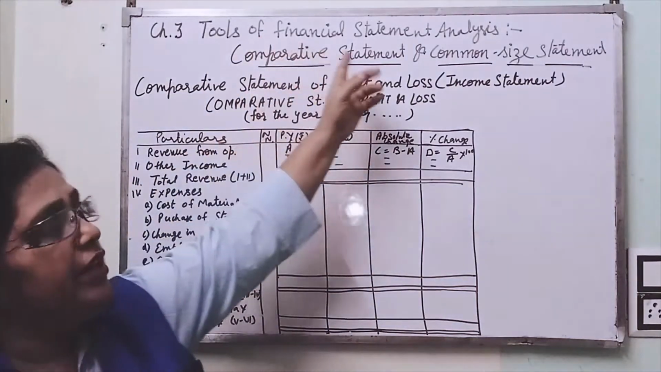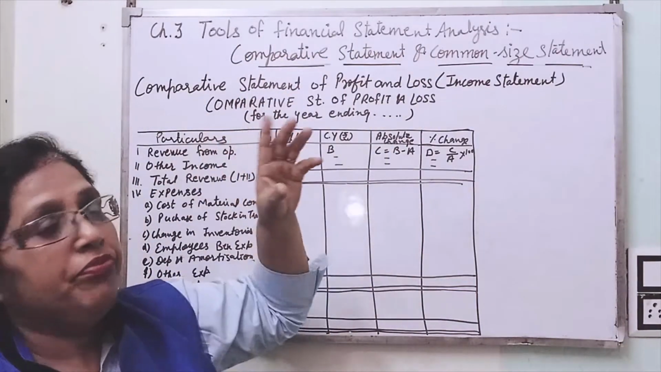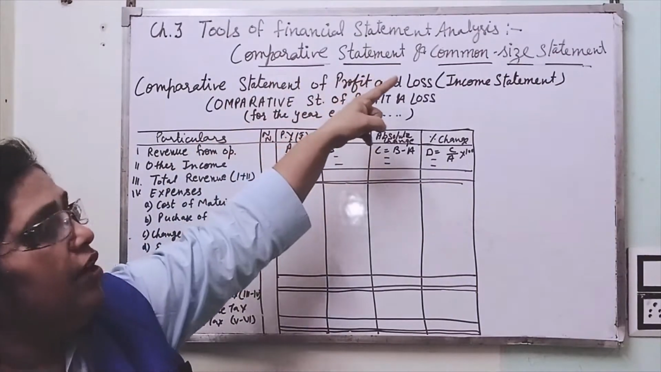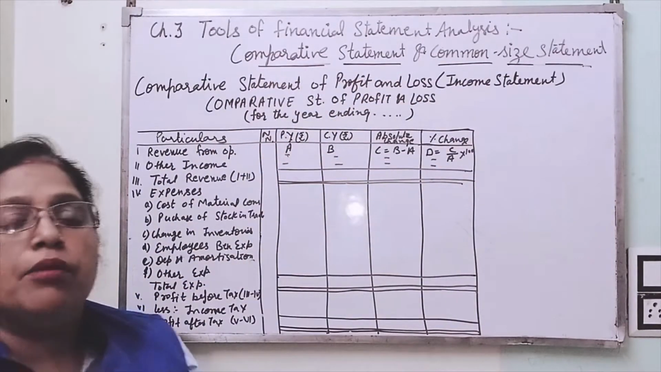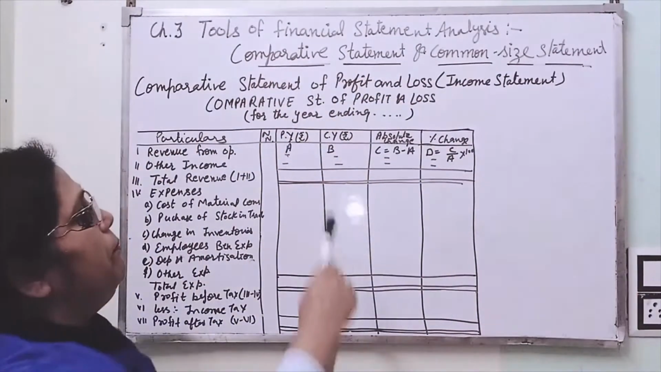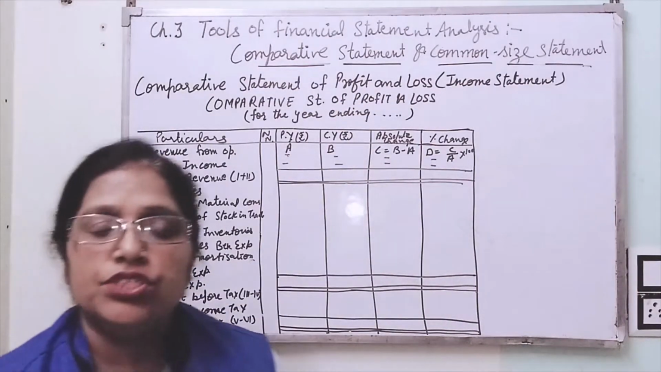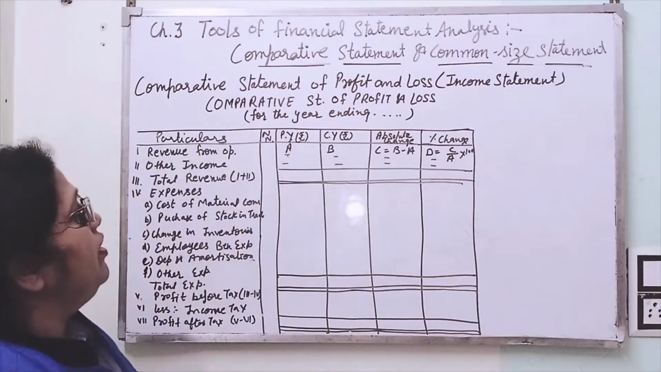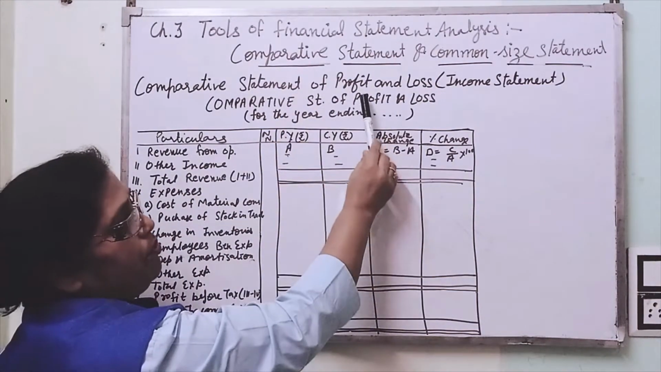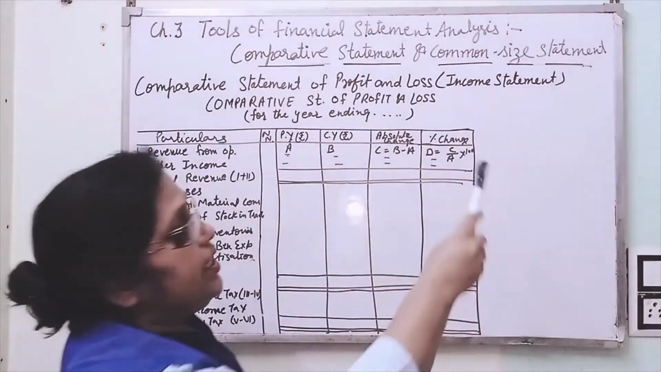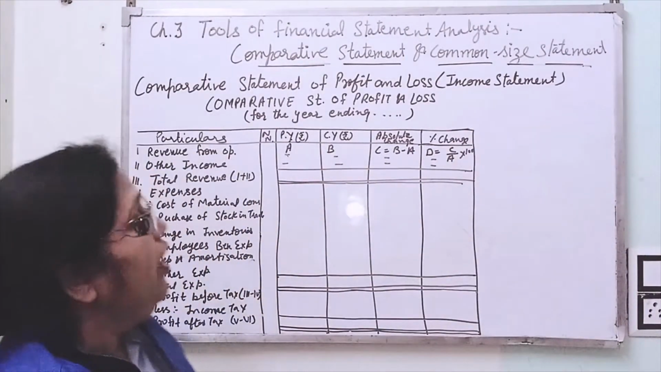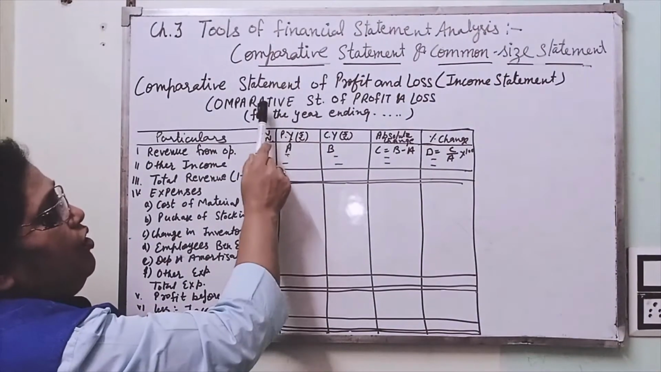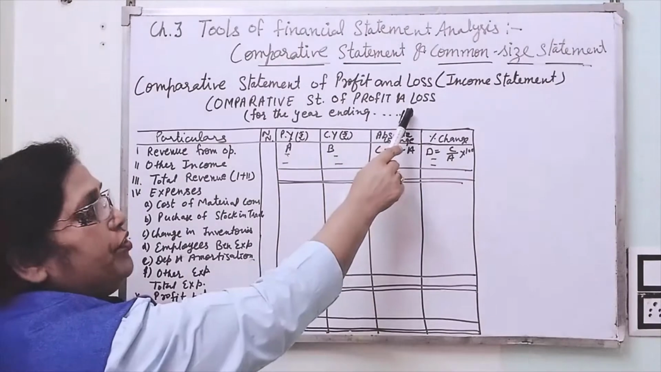3. Tools of financial statement analysis. Comparative statement and common size statement. In our previous video, we have learned comparative statement of balance sheet of the company. And in this video, we will learn about comparative statement of profit and loss, that is known as income statement. This is the format of preparing comparative statement of profit and loss.